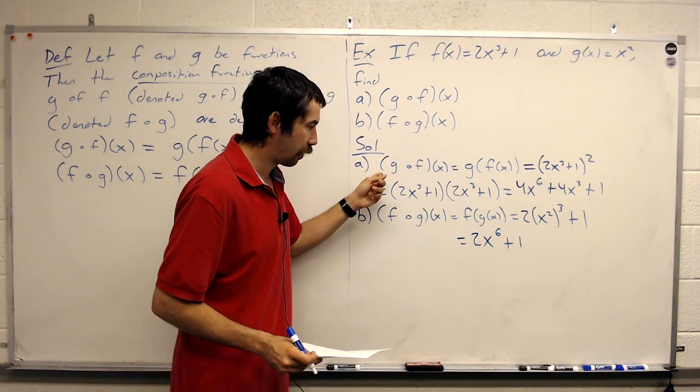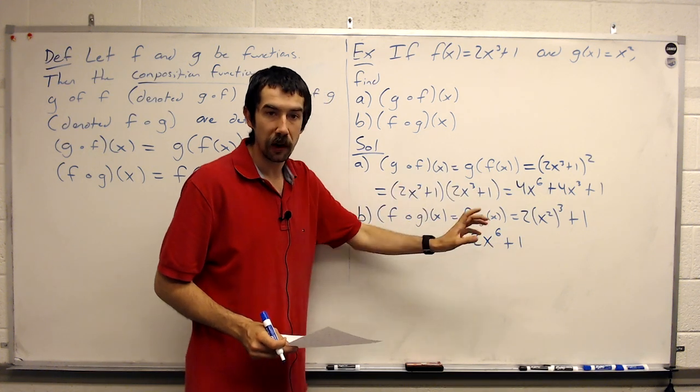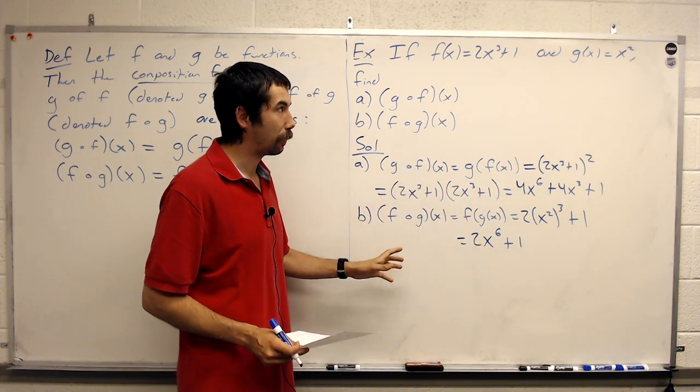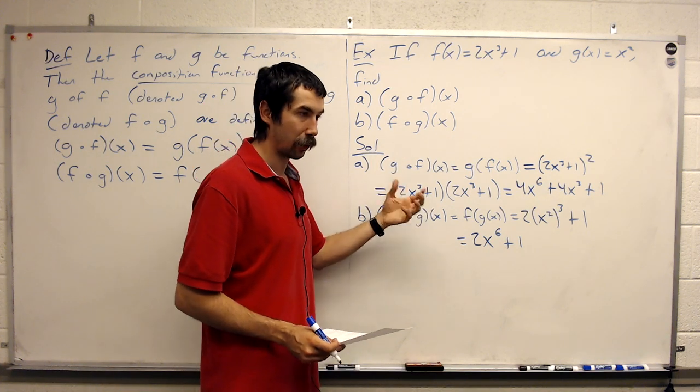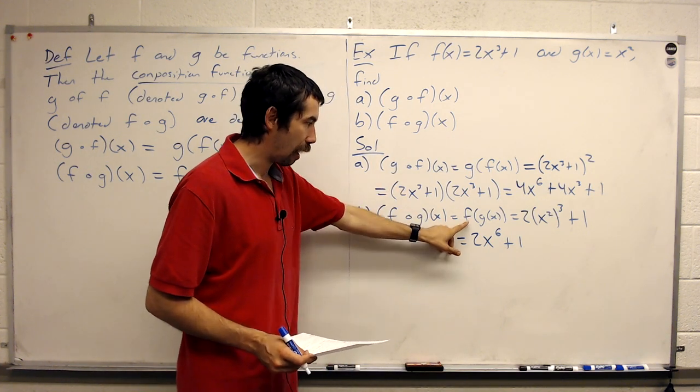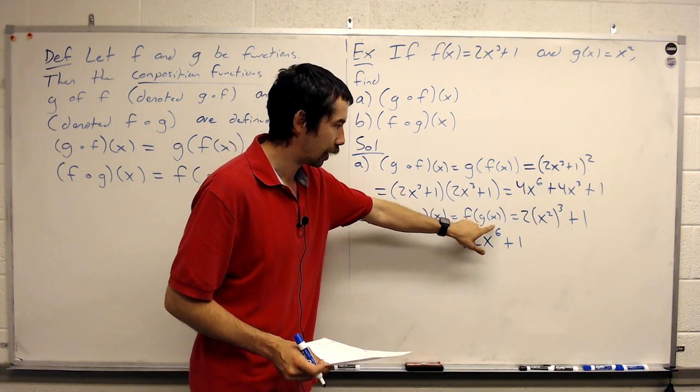So g of f and f of g are different functions, so the order does matter. So you've got to keep track of what order you're going to do it. G of f, we take g and sub in f for wherever we see x. And for f of g, we take our f function. Wherever we see an x, we replace it with g.